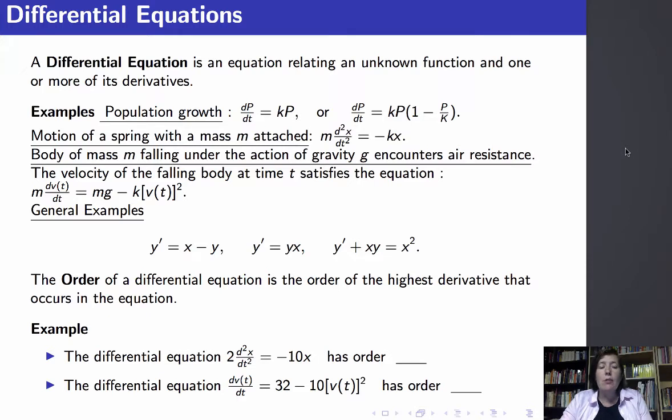So the differential equation 2 times the second derivative of x with respect to time is minus 10x has order 2 because the highest derivative there has order 2. And the differential equation, the derivative of velocity with respect to time is 32 minus 10 times the velocity squared, is a first order differential equation because the highest derivative in the equation has order 1.